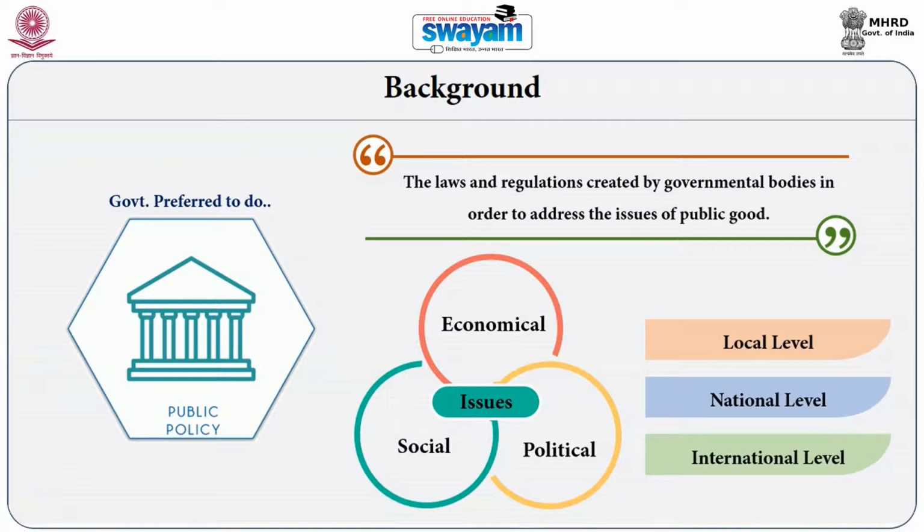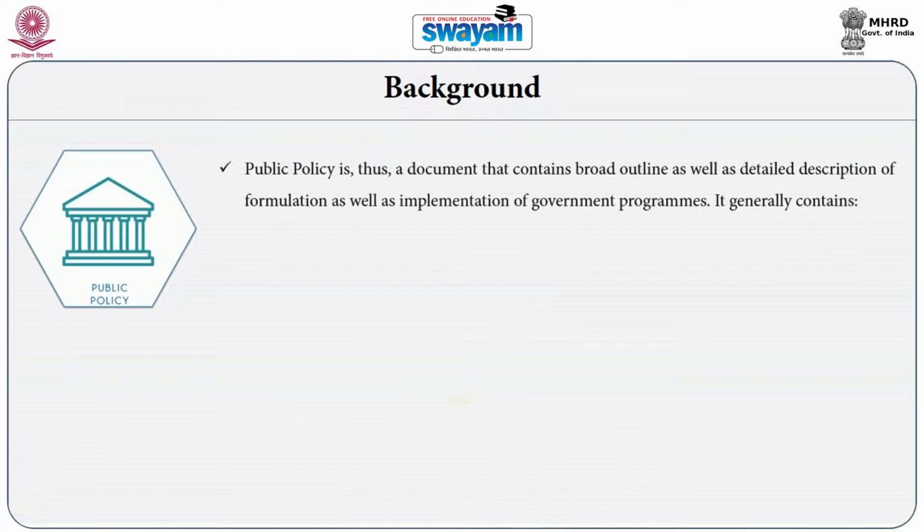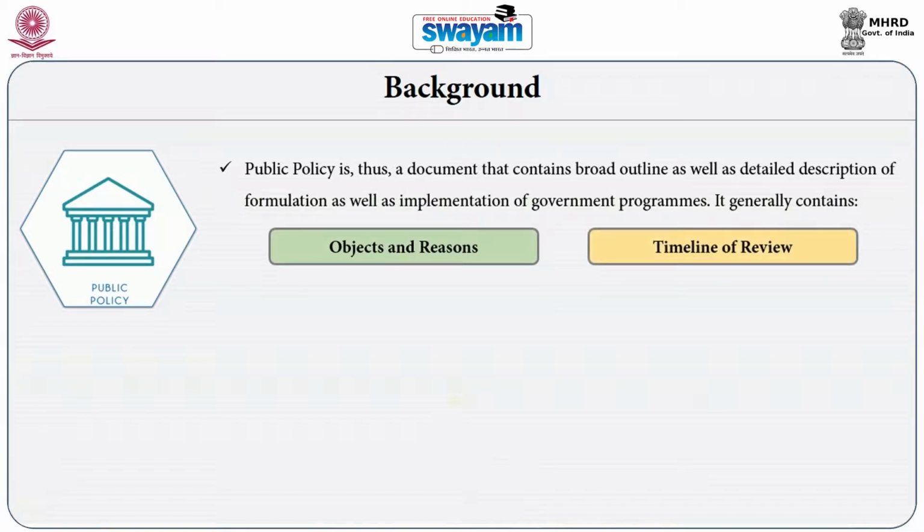For instance, the entire body of knowledge relating to rights-based development we can also see from the framers of the Indian Constitution in the late 40s and early 50s, and subsequently, after 30 years, the United Nations also came out with explanations and approaches regarding the rights-based approach to development. Policy contains a broad outline as well as a detailed roadmap of formulation and implementation of all government programs. It generally contains objects, reasons and timelines for review.